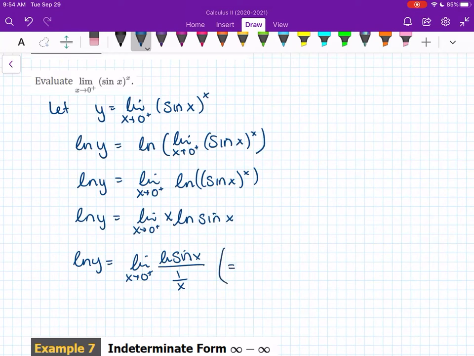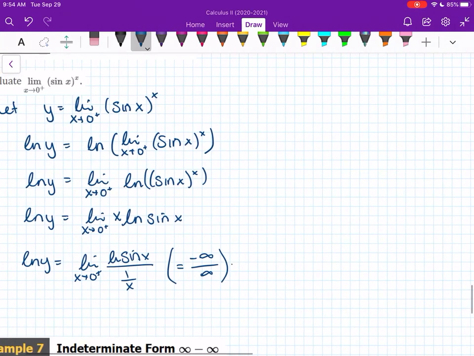Okay, so now we have a fraction, and if we look at that, when I take the limit as x approaches 0 from the right, I get the natural log of sine of 0, which is negative infinity. Sorry, little brain fart there. And then 1 over x, which is infinity. So that's okay. It's okay if our infinities don't have to match in terms of positive and negative. So now I can use L'Hopital's rule.